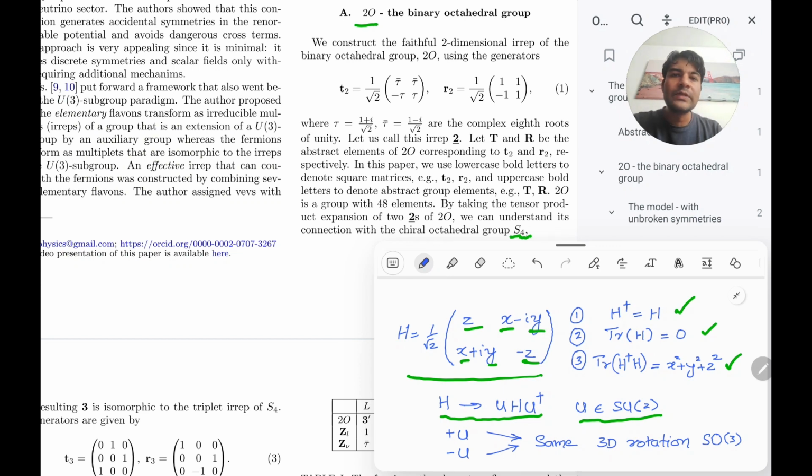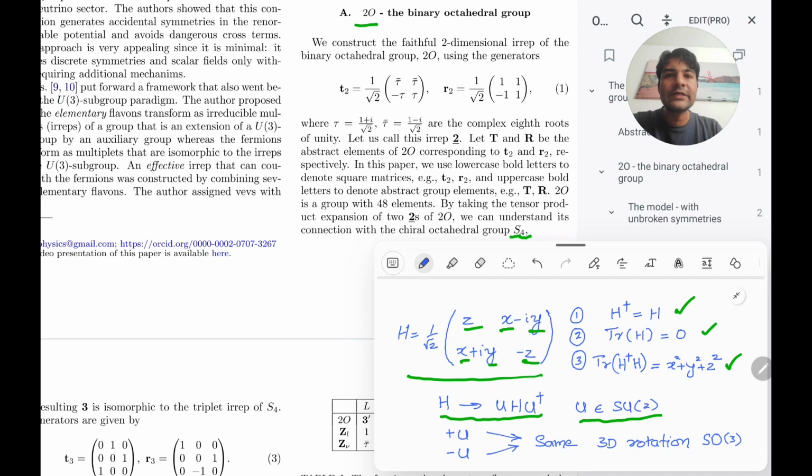The tetrahedral group is a finite subgroup of SO3. Correspondingly, we have the binary tetrahedral group, the finite subgroup of SU2. And in a similar way, we have the binary octahedral group and the binary icosahedral group. In my construction, I am using the binary octahedral group. The reason for that will become clear at the end of this video.